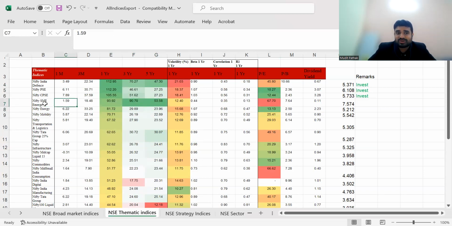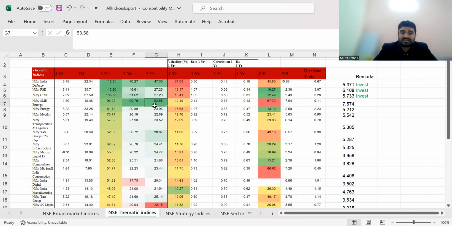Nifty SME Emerge. You must be asking about Nifty SME Emerge. Please help me find an ETF which replicates Nifty SME Emerge. I don't think there is one. There's an ETF which is working on this, but it also has a high P by E value. But you will find an ETF for Nifty CPSE. Go and invest in Nifty CPSE after your own research. These indices have given amazing returns in the last 5 years as well.